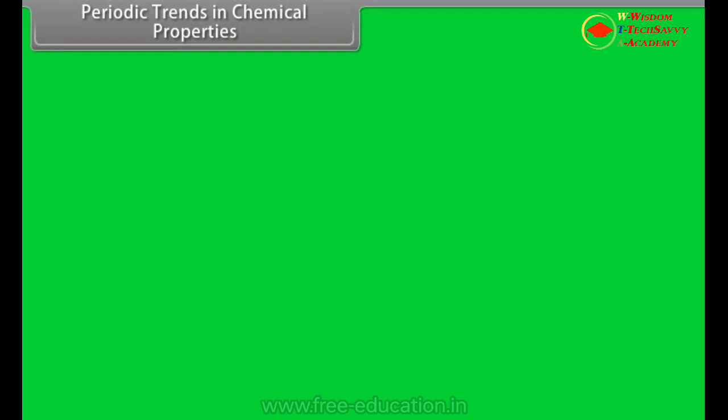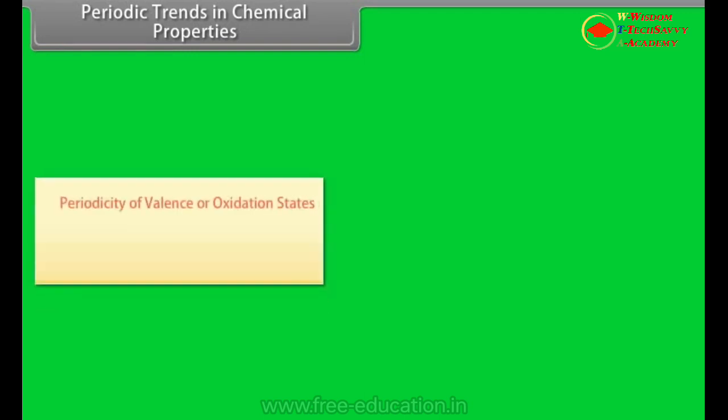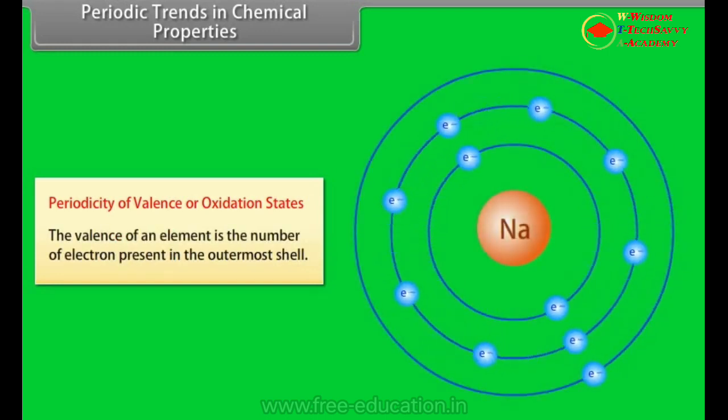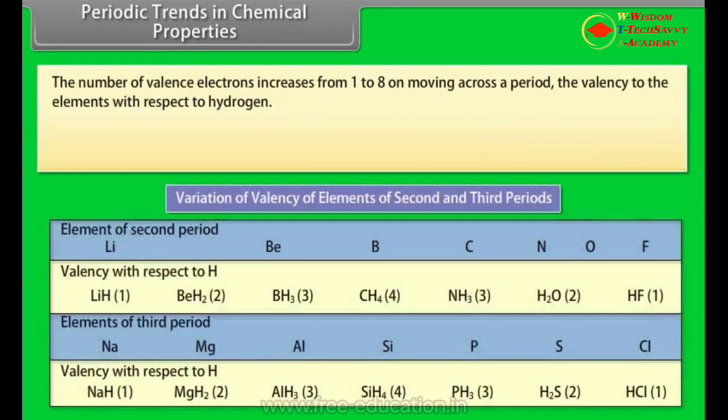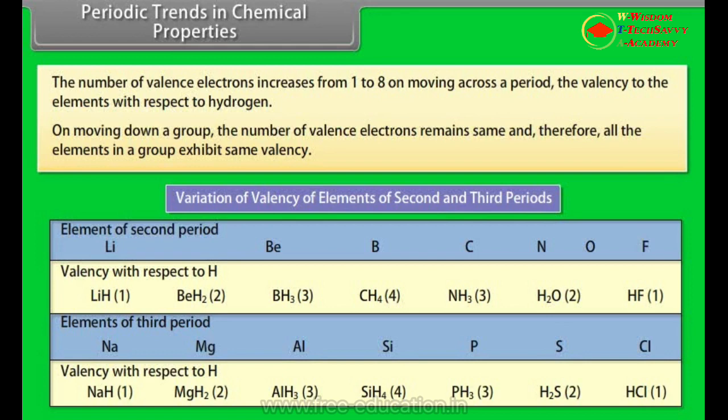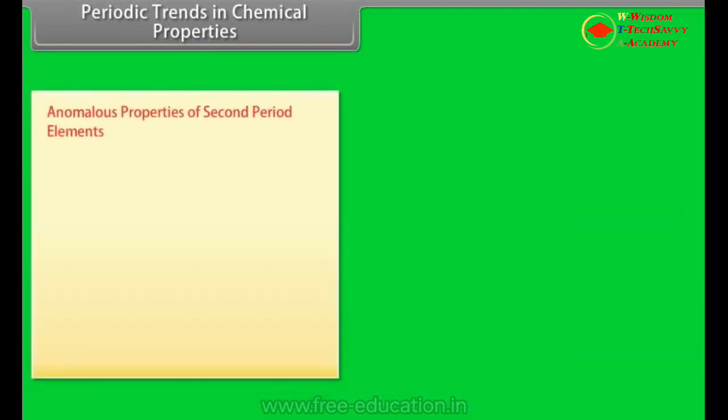Periodic trends in chemical properties. Periodicity of valency or oxidation states. The valency of an atom is the number of electrons present in the outermost shell. The number of valence electrons increases from 1 to 8 on moving across a period. The valency of the elements is considered with respect to hydrogen. On moving down a group, the number of valence electrons remains the same, and therefore all the elements in a group exhibit the same valency.